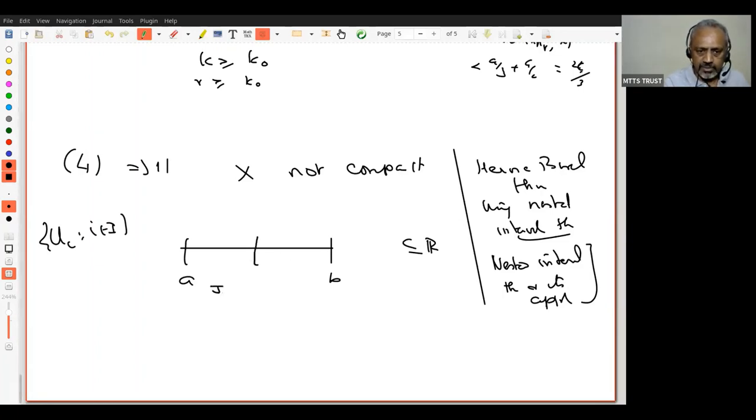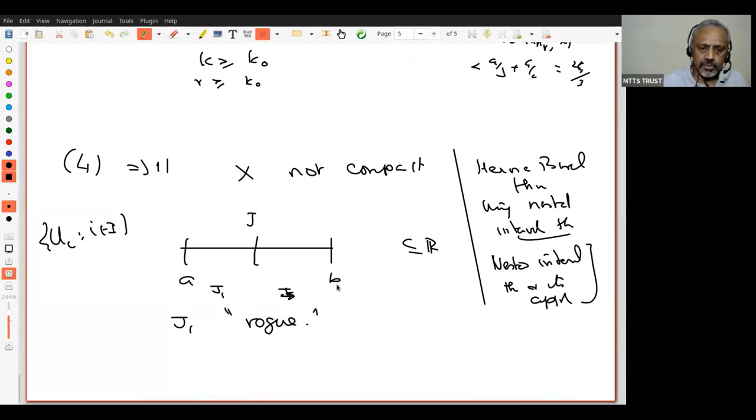Now I have two intervals, J1 and J2. The collection {U_i} is an open cover for J1 and also an open cover for J2. So I claim one of them cannot admit a finite subcover, because if each one of them admits a finite subcover, their union will be a finite subcover for J. You understand? So choose one and call that J1. J1 does not have a finite subcover. I will call it a rogue.